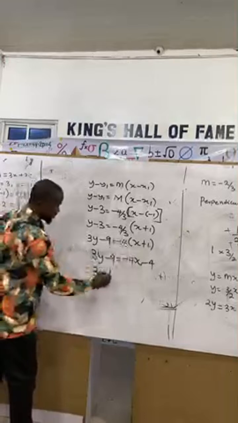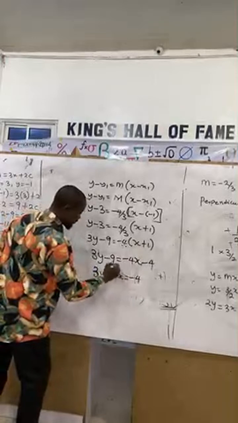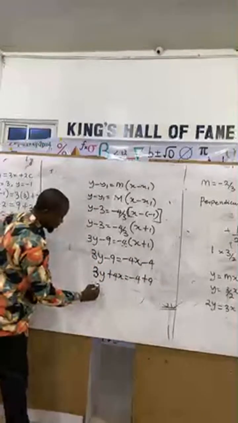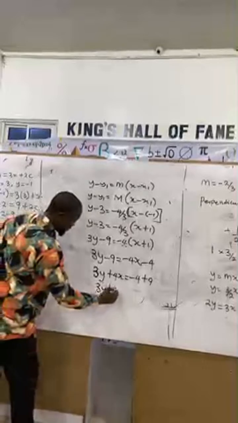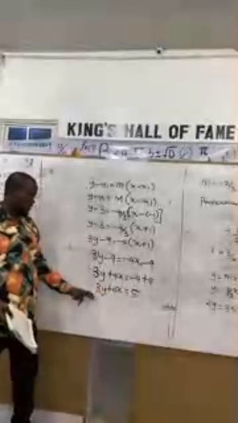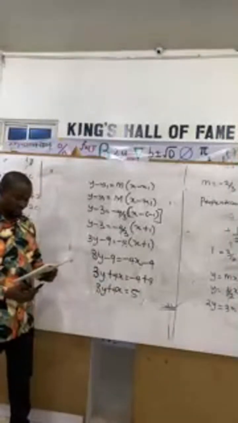This one can cross over and become what? Plus 4x equals to what? Minus 4 plus what? 9. So therefore 3y plus what? 4x equals what, minus 4 plus 9? 5. So that is the equation. If you present it this way, that's the equation. If you want y in terms of some expression, you can still get it from the equation. Let's check.